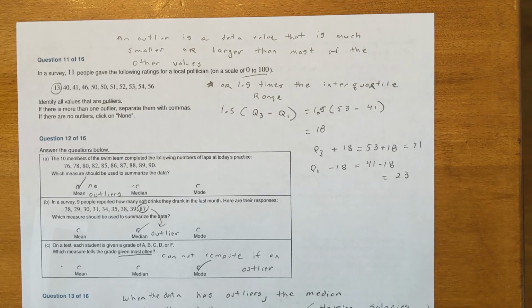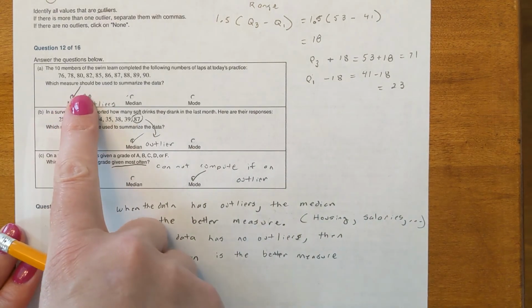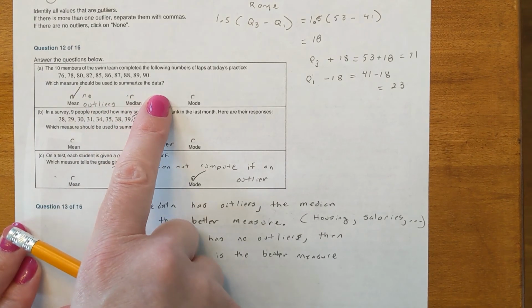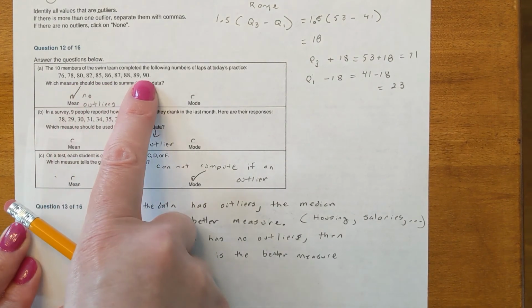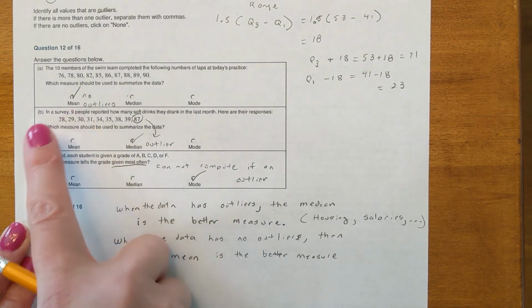Okay, number 12. Answer the questions below. The 10 members of the swim team completed the following numbers of laps at today's practice. So they have those 10 numbers there. Which measure should we use to summarize the data? If you look at all the numbers, there's no outliers there. When there's no outliers, you use the mean.